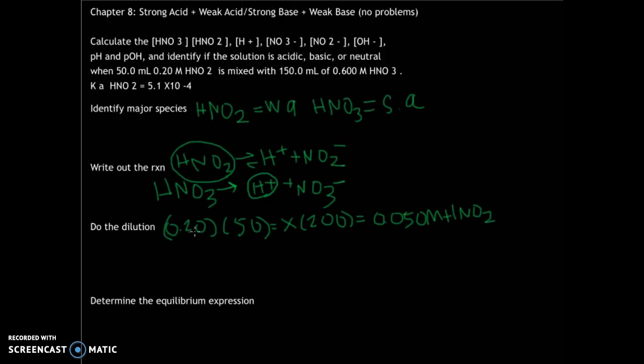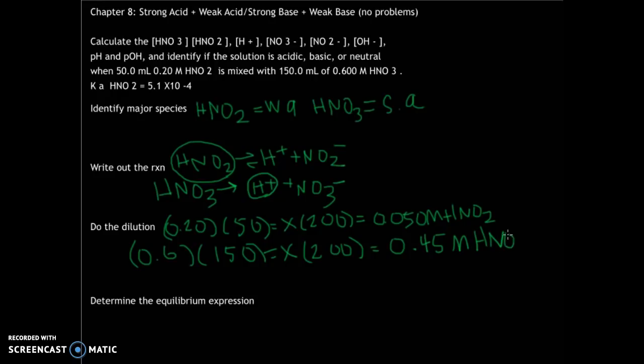Okay, now you have to do this all over again, but for the nitric acid right here. So molarity, 0.6. I think I used these numbers on a different problem. So 150 is the volume, M1, V1, M2, I don't know, V2, 200. So the molarity of the nitric acid is 0.45 molar, HNO3. Okay.